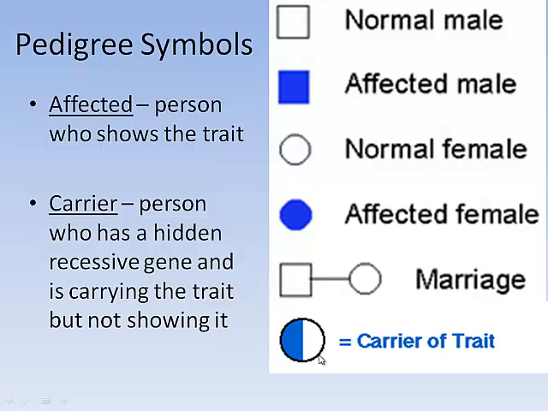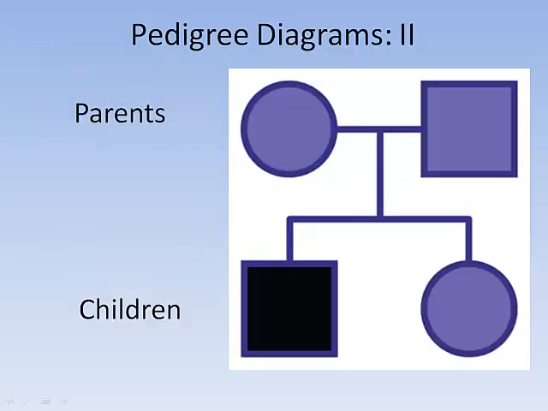Okay, so a carrier is someone who's carrying a recessive gene, but they're heterozygous, so they're not showing the recessive trait. An affected person is someone who is showing the trait. Okay, so we've gone over this just a minute ago. These would be parents. This indicates a marriage. These are the offspring.